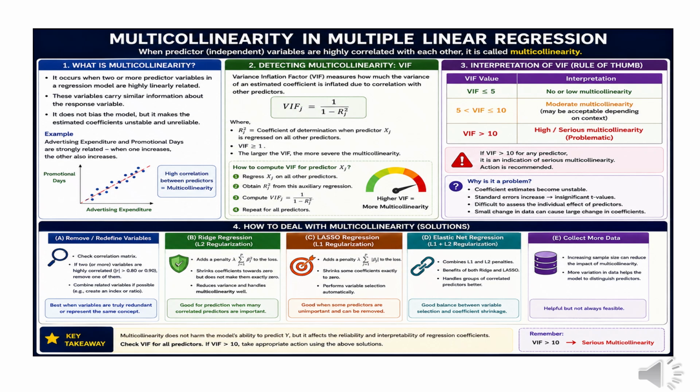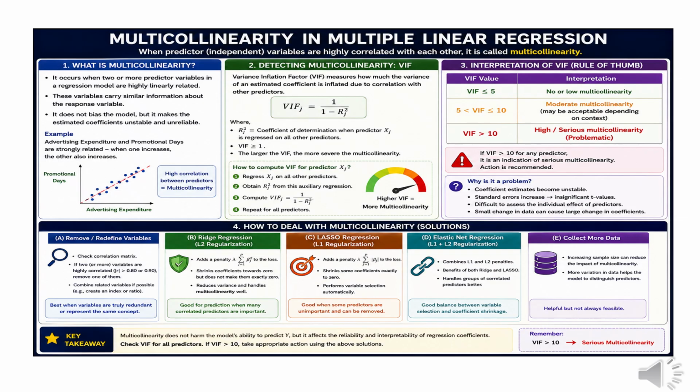Now, the important question is, what can we do if VIF is greater than 10? First, we should examine which variables are highly correlated. If two variables are essentially providing the same information, and there is a scientific reason to do so, we may remove one variable or redefine or combine them. But sometimes every variable is important and we don't want to remove any of them. In that situation, we can use regularization methods.